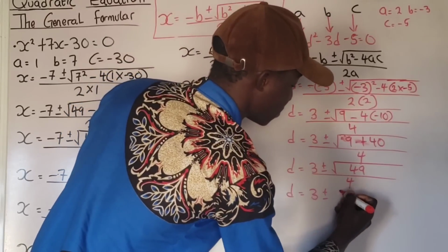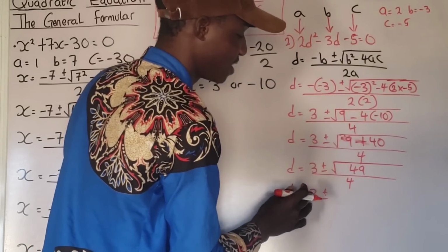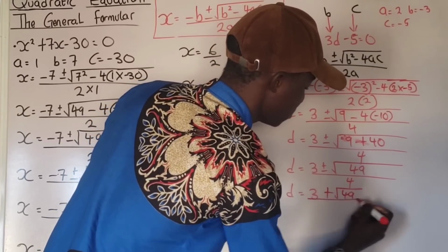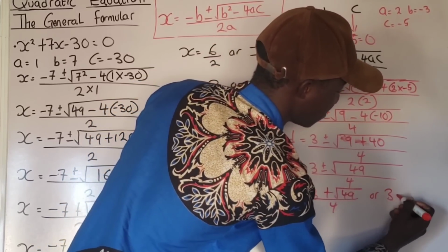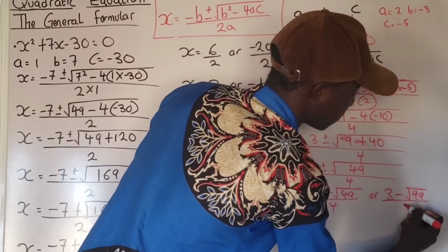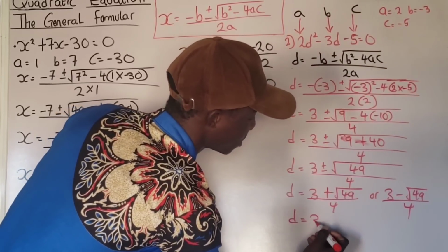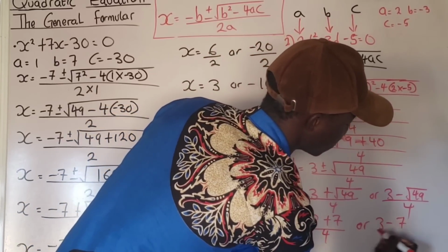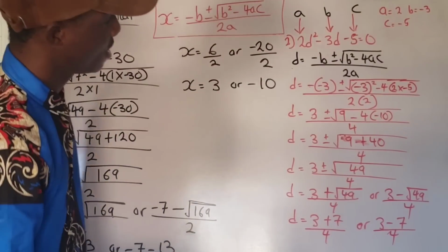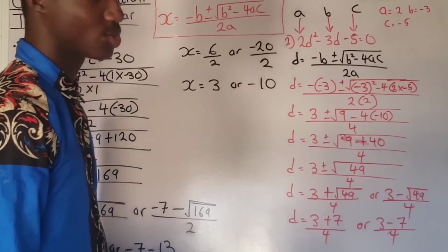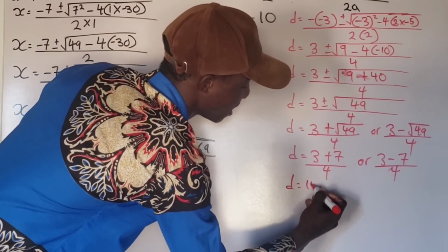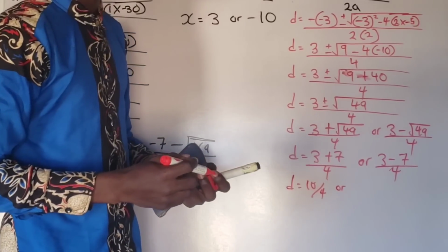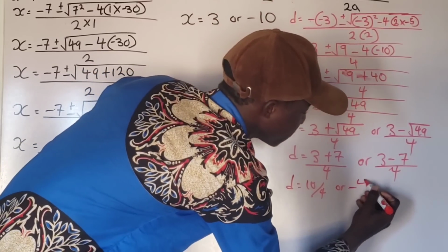So I'm going to have 3 plus or minus 7. Let's separate here: 3 plus root of 49 all over 4, or 3 minus root of 49 all over 4. So D will equal 3 plus 7 all over 4, or 3 minus 7 all over 4. From this point, 3 plus 7 is 10, so I'm going to have D equals 10 all over 4, or 3 minus 7, that will be -4, so or -4 all over 4.